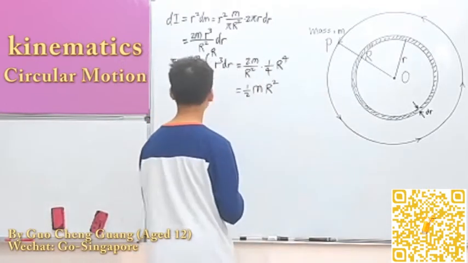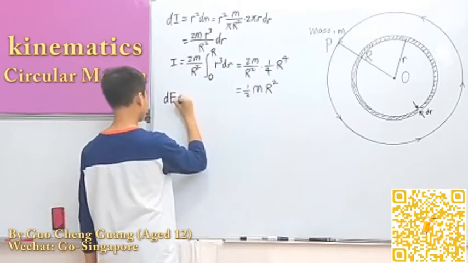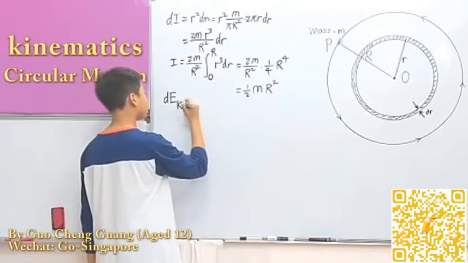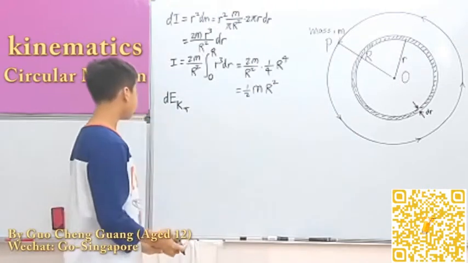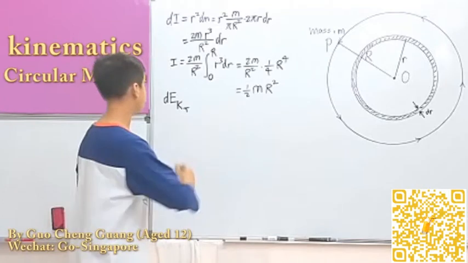Then the next part that we want to find will be something about energy, in fact kinetic energy, and the first part that we're using will be for translation. So this is kinetic energy for translation.